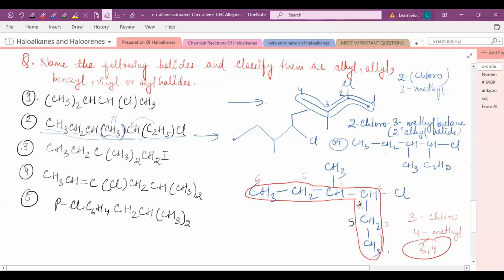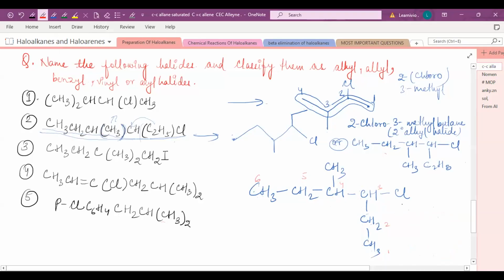In both the cases, the substitution came to the third and fourth carbon. On the third and fourth carbon, there is a substitution from both the sides. Now, what will be the name for this? Try to name this. On the third position, there is a chlorine group, and on the fourth position, there is a methyl group, right?